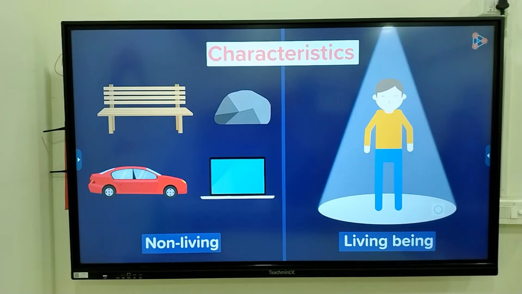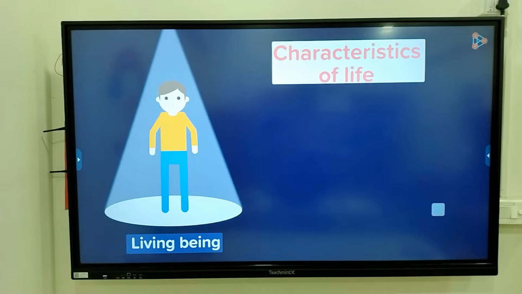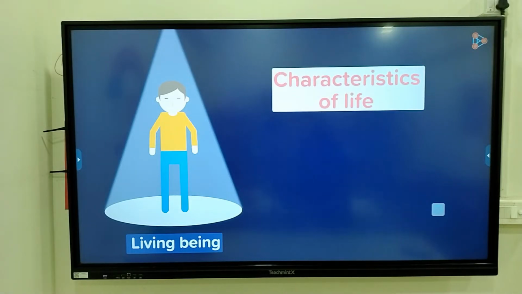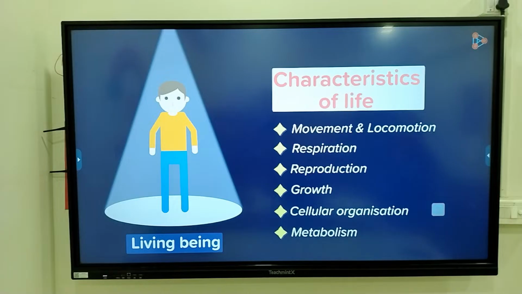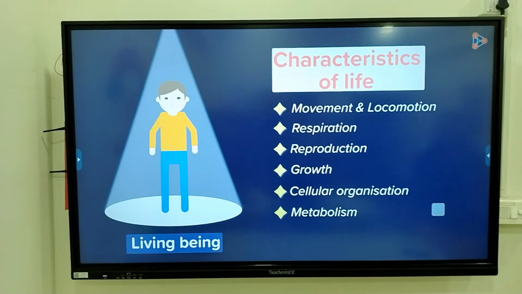forms. Now let's have a look at the various characteristics that define life. Let's list them first. A few characters that only living organisms possess include movement and locomotion, respiration, reproduction, growth, and a body made up of cells that can carry out metabolism. Now let's try understanding each listed item.